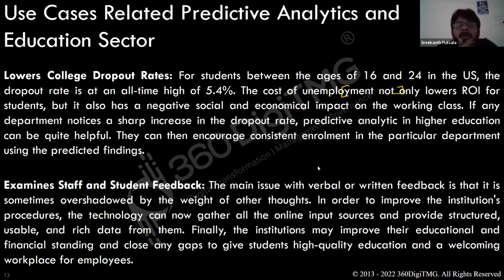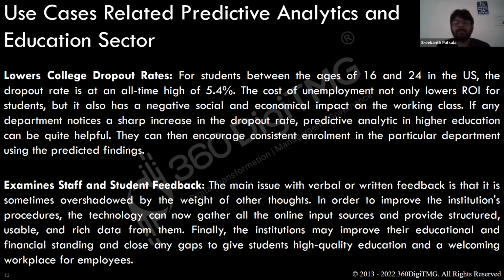Along with that, lower college dropout rates. Exactly, right? So here we have taken certain examples related to the US education system. For students between the ages of 16 and 24 in the US, the dropout rate is at an all-time high level of 5.4%. So what is happening here? Most of the people between the ages of 16 and 24 are dropping out. They do not want to continue their education.